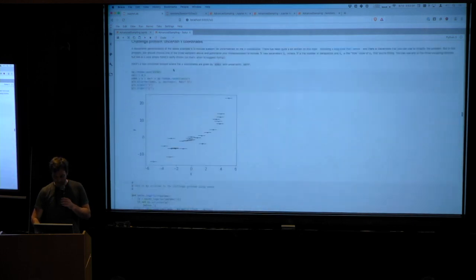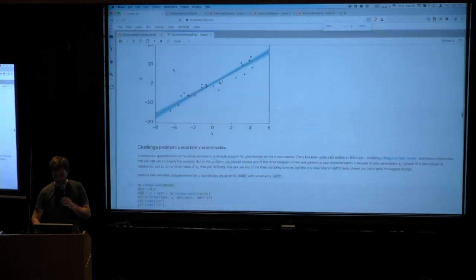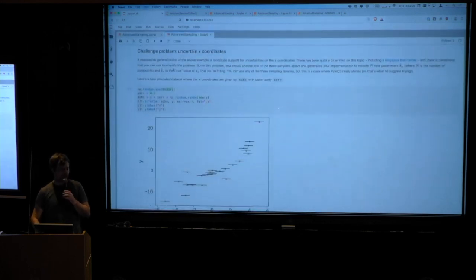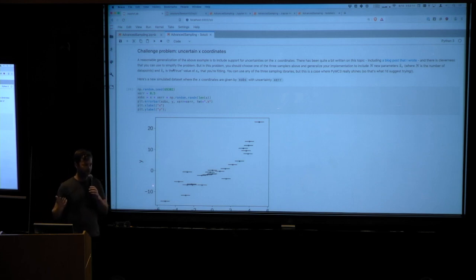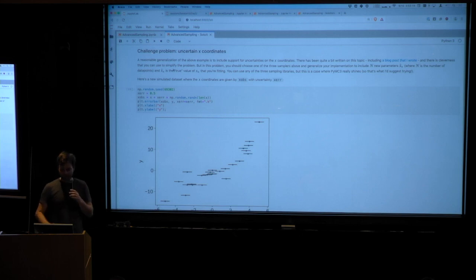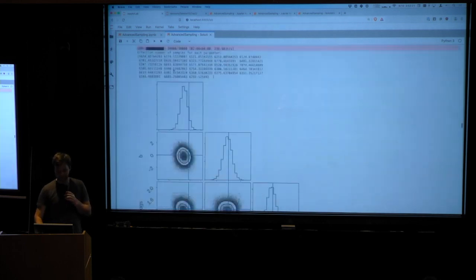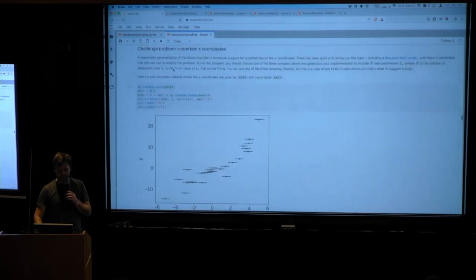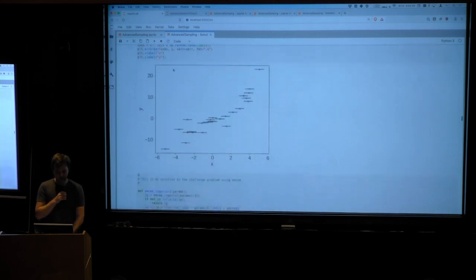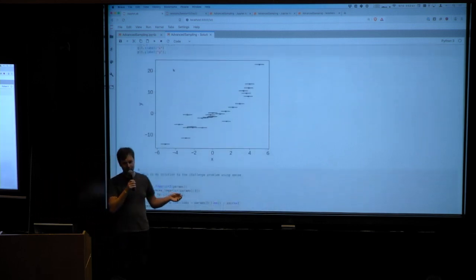So the challenge problem is one I like because it's a place where PyMC3 really rocks. The idea with this problem was that we now have error bars on our x coordinates, and you want to take those into account.